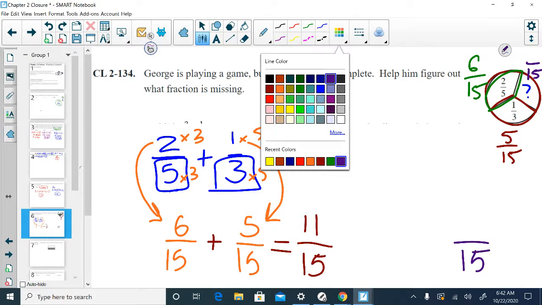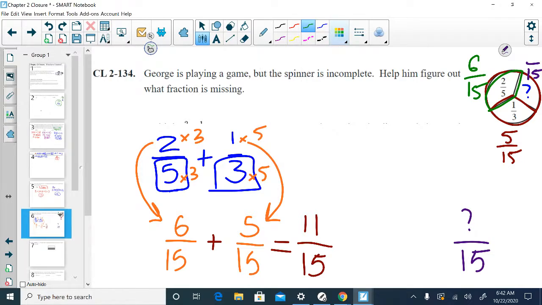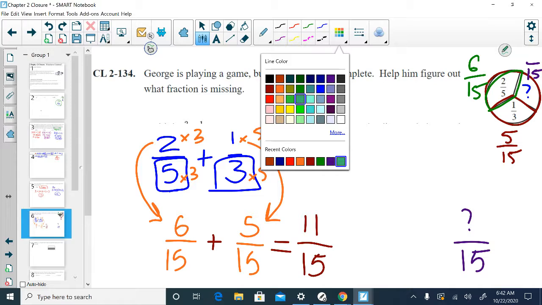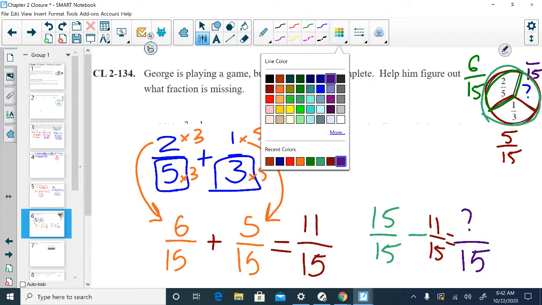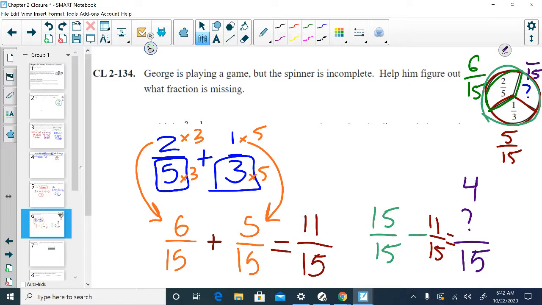And now we need to look at, okay, what would our missing piece be? Well, we can look at how many total pieces there would be if it was out of 15. In that case, it'd be 15/15, right? That'd be equivalent to the entire thing. And then I'm going to subtract however many pieces we found so far, which here is 11/15. The two pieces combined. And so when I subtract 11 from 15, that's going to give me my numerator of 4. So 4/15 would be my missing piece right here.